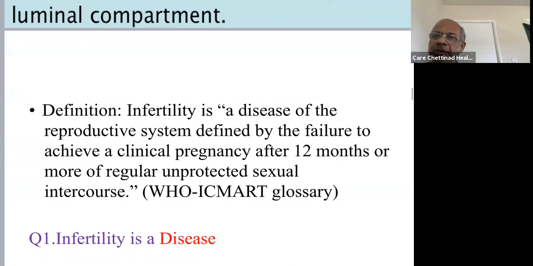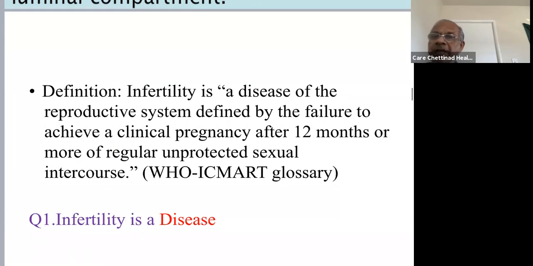Now you have a background about the development of the genital tract, the physiology of spermatogenesis, and the process. Now let's move on to see what is infertility. Infertility is a disease of the reproductive system defined by the failure to achieve a clinical pregnancy after 12 months or more of regular unprotected sexual intercourse. It is now widely accepted that infertility is a disease. It can also be a symptom of underlying disease.